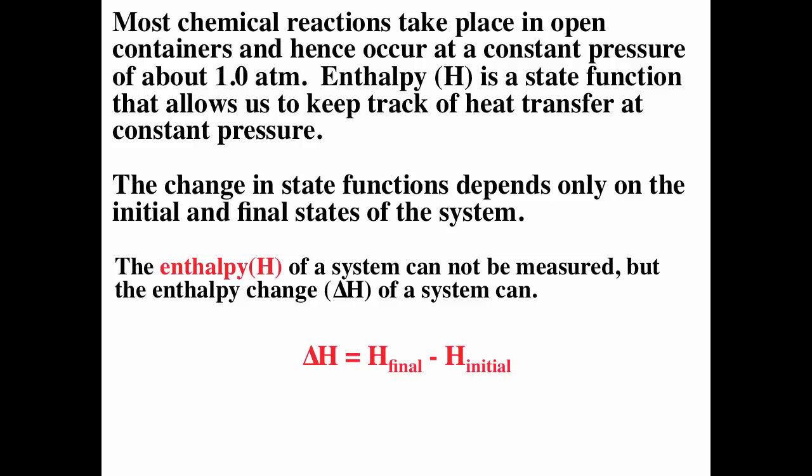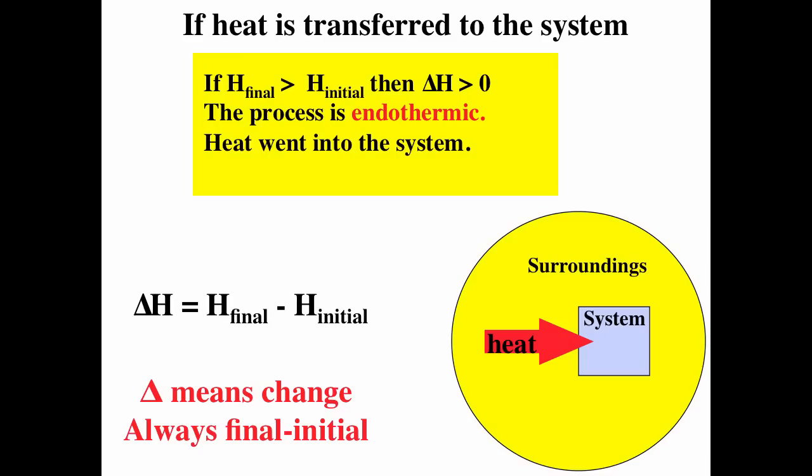Now, enthalpy itself cannot be measured in absolute terms, but the change in enthalpy again is just Q, assuming only expansion work and constant pressure. And so if heat is transferred to the system, that would mean Q is positive, that would mean delta H is positive. Now if we think about it in terms of enthalpy, that means the final enthalpy is greater than the initial enthalpy, and we refer to that as an endothermic process. And so that means heat is going to the system from the surroundings.